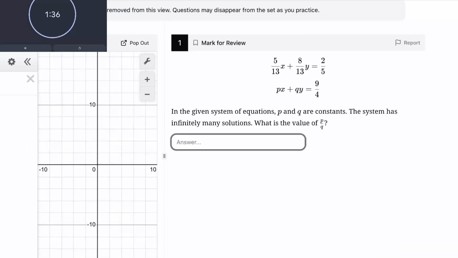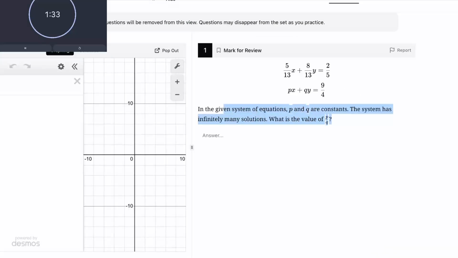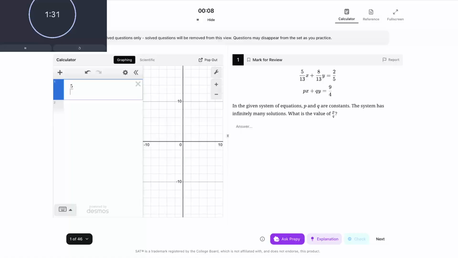Okay, I can see this one being a little harder. Oh, infinite solution. Okay, cool. So basically, this and this has to be the same line. So x1 plus 8 out of 13 y1 is equal to 9.75 2.5.